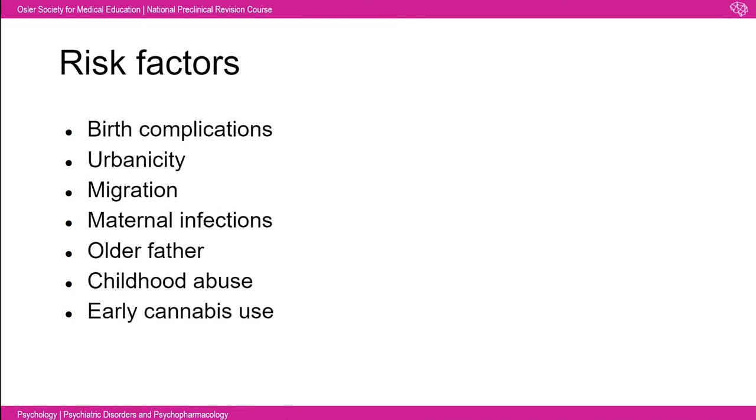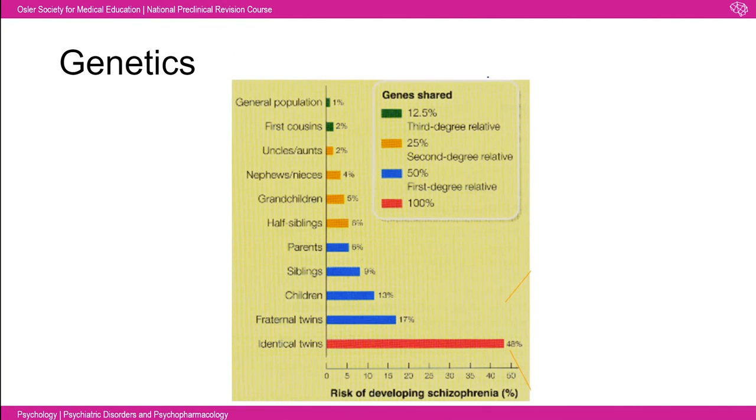The birth complications, well, this is written in order of association. So birth complications is the most associated with schizophrenia, while early cannabis use is the least associated. And it's a bit difficult to tell with these things whether they have actually caused it, but they are definitely associated with schizophrenia.